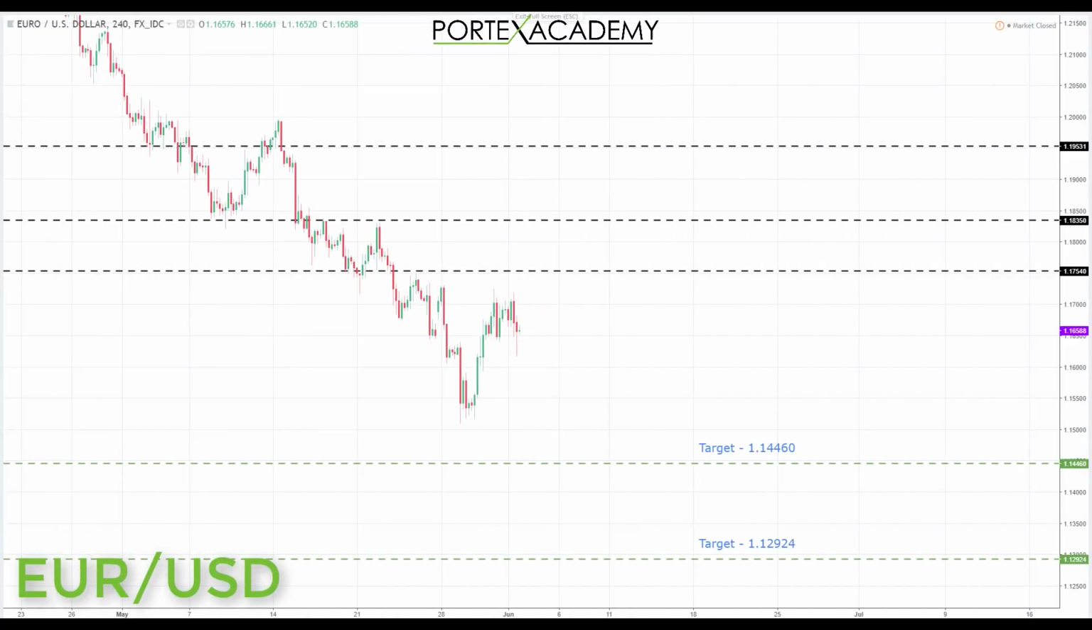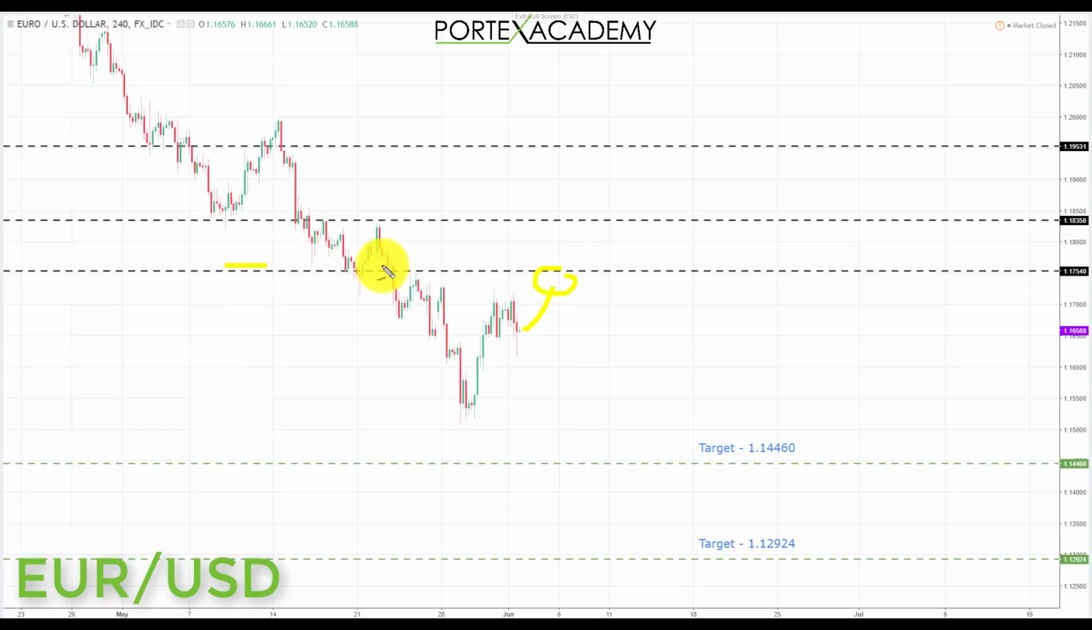So the first pair we're going to look at here is euro dollar. Now last week we traded into both targets set in the euro dollar. The first target was at the 1.16164 and the second target down at the 1.15550, and we actually bounced after hitting those targets, and we finished the week up in this area around the 1.1700 handle.